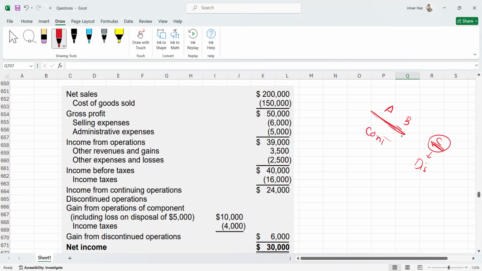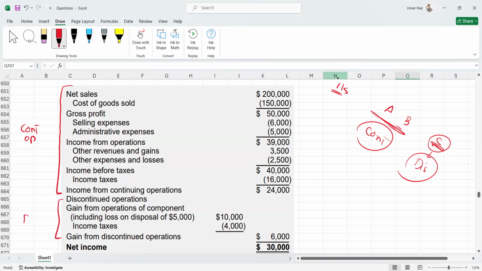So whenever we prepare an income statement, please remember we have to show separate information for continued operations and separate information for discontinued operations. So I'm assuming from here till this point we have information for continued operations, and then this section is for discontinued operations. Once you add these two values, income from continued operations and income or loss from discontinued operations, this equals your net income. Okay, so this is the quick format.